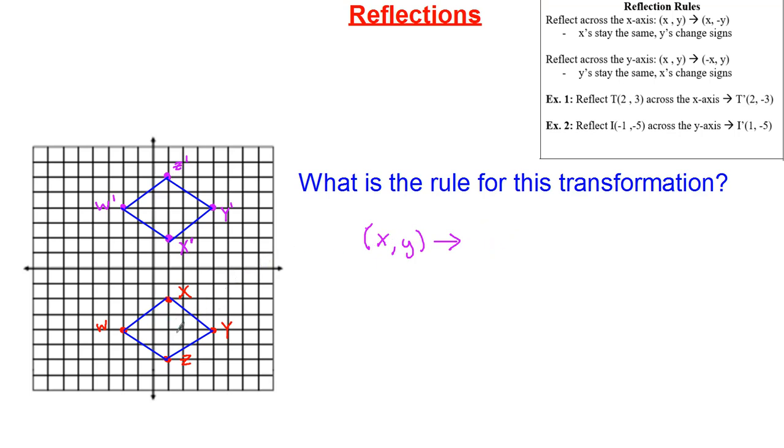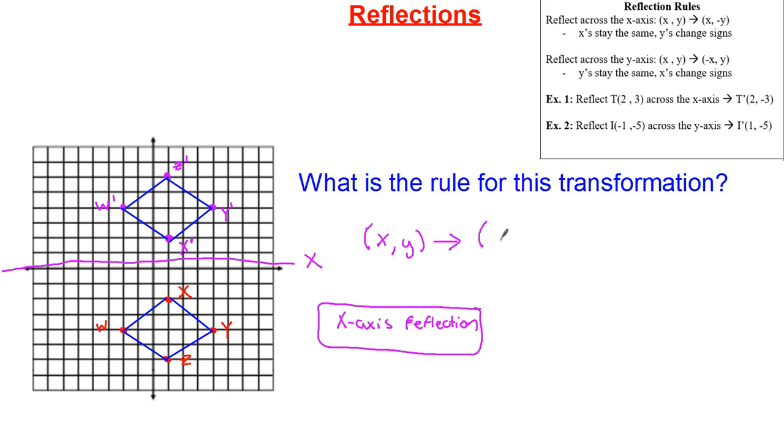So this is my pre-image. This is my after-image. It's going from here up here. So it's jumping across this axis here. This is my x-axis. So this must be an x-axis reflection, or a reflection about the x-axis. So in order to do that, all I need to indicate is that my x's have to be the same and that my y's have to be different. So this is going to be my rule. And that's it for reflections.